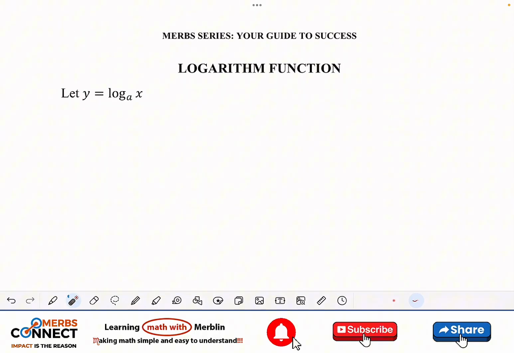Let's talk about the log function itself. So we have the natural log function. Let's talk about the log function itself.